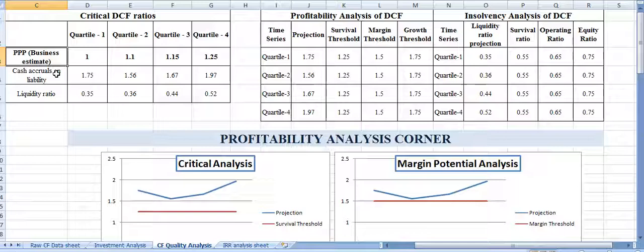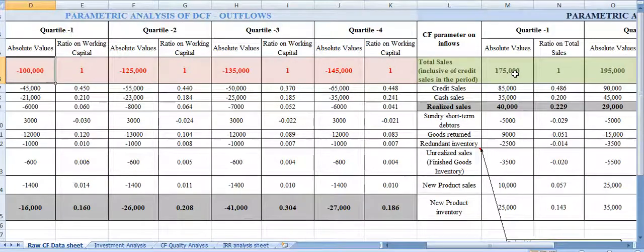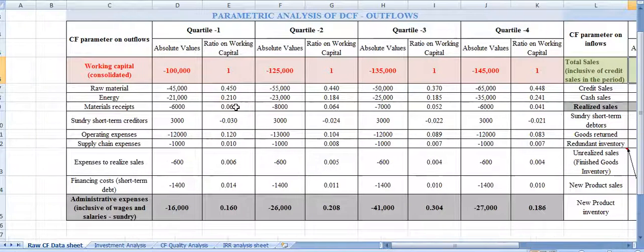And now we move on into evaluating some of the other critical factors, and for most of them it is cash accruals on liability. We look at cash accruals on liability, which would mean that we are primarily looking at the inflows expressed as a ratio of the outflows.